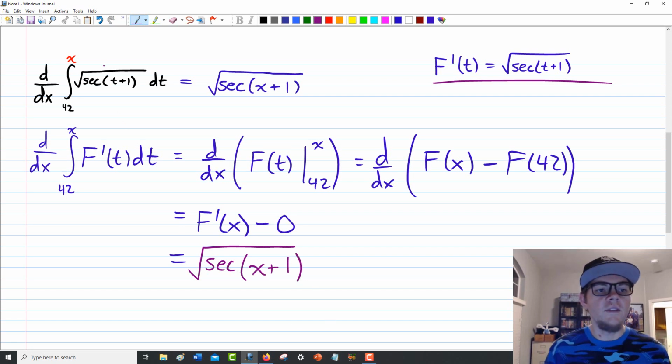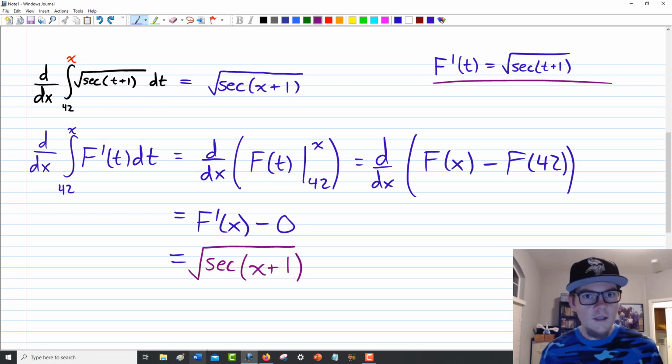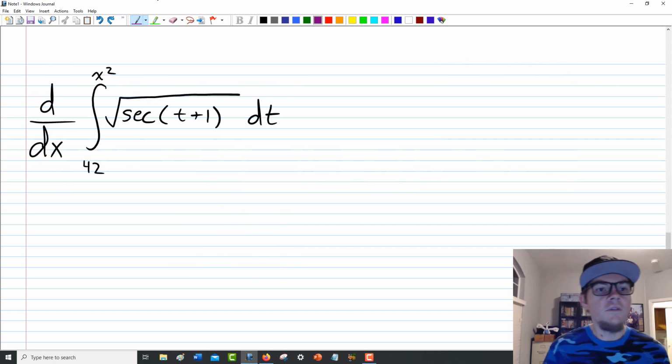Okay, so there it is. So basically it undoes the integral and it leaves us the integrand. The only difference is there's an x plugged in. So this is exactly the same thing that's going to happen on the next problem except for one change. Because of the fact that we have that x squared, this is going to work in a slightly different way.